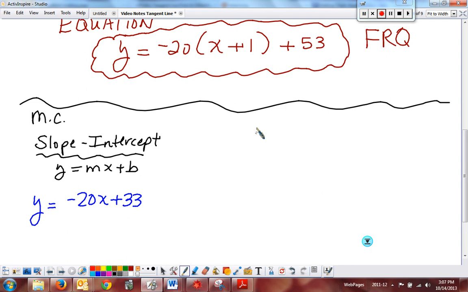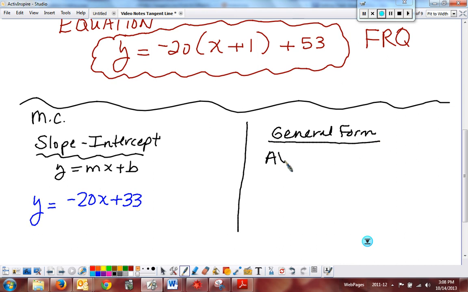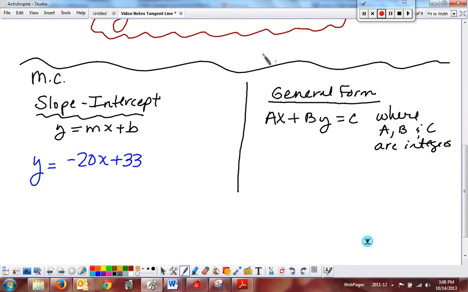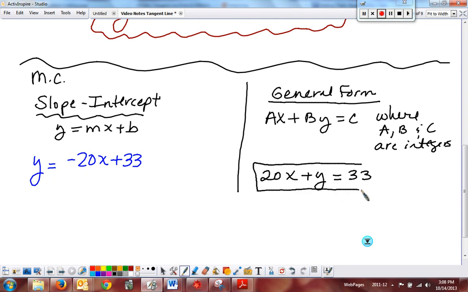The second thing that you're going to see in your multiple choice, the other form of a line, is what we call the general form. When we look at the general form of a line, that is ax plus by equals c, where all of these parameters, a, b, and c, are going to be integers. And so for this problem, once I'm over here, what am I going to do? We'll just put the x's and the y's on one side, the number on the other. So we end up with 20x plus y equals 33. And so you would look through your answer choices and choose whatever would look like this.